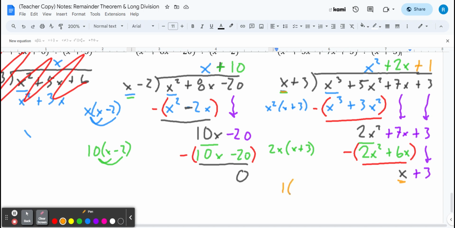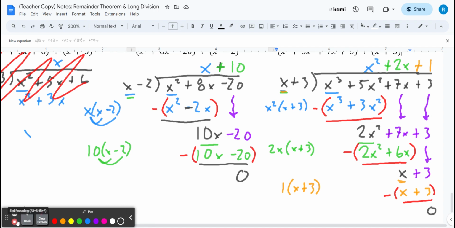We do 1 times x plus 3. That gives us just x plus 3. That's what we're going to subtract. We get a remainder of 0. And so that is our problem.